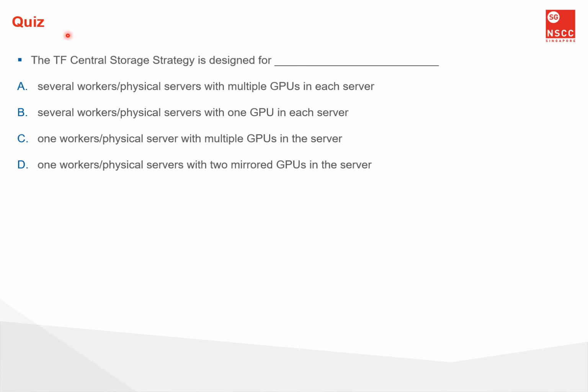Right, here's another quiz question for you. The TensorFlow Central Storage Strategy is designed for: A. Several workers or physical servers with multiple GPUs in each server. B. Several workers or physical servers with one GPU in each server. C. One worker or physical server with multiple GPUs in the server. Or D. One worker or physical server with two mirrored GPUs in the server. So is it A, B, C, or D? Pause a while and think of the answer before proceeding along in the video.